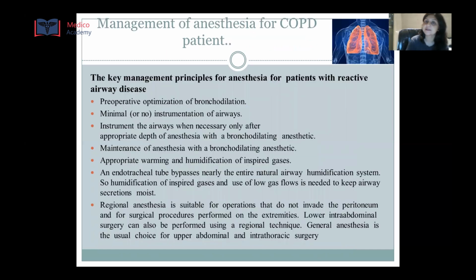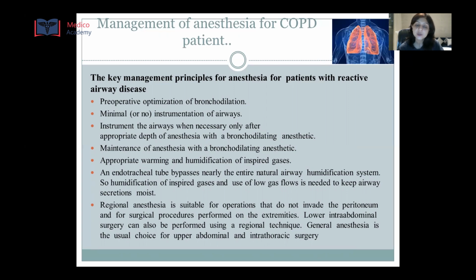Now, management of anesthesia in COPD patients. The key management principles for anesthesia for patients with reactive airway diseases, as I told you, are preoperative optimization of bronchodilation, minimal or no instrumentation of airways. So instrument the airways only when necessary, and when there is an appropriate depth of anesthesia with a bronchodilating anesthetic. Maintenance of anesthesia with a bronchodilating anesthetic. Appropriate warming and humidification of inspired gases.